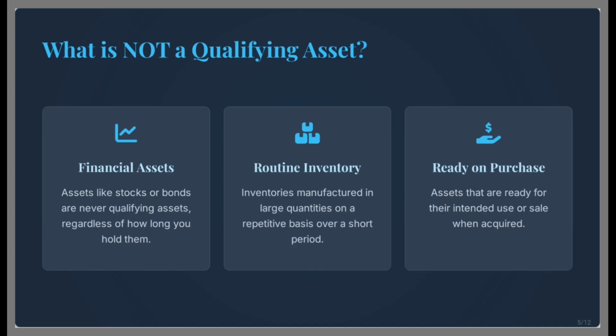What is not a qualifying asset? Number 1, financial assets. Assets like stocks or bonds are never qualifying assets, regardless of how long you hold them. Number 2, routine inventory. Those that are manufactured in large quantities on a repetitive basis over a short period of time. So for example, the yogurt drink that is our favorite.